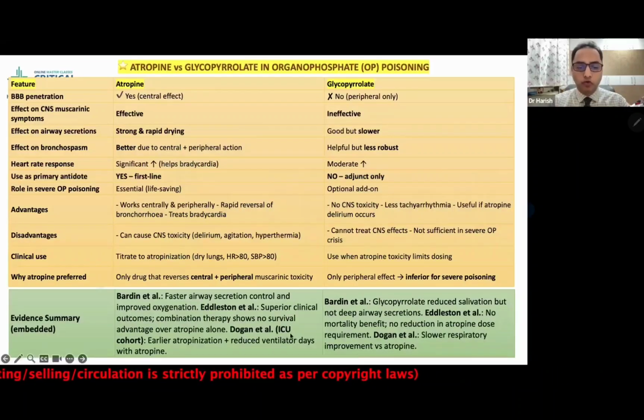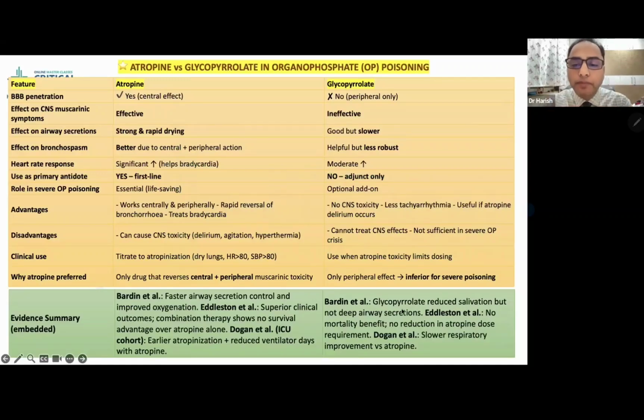So again, in one ICU cohort study, with atropine given earlier we are able to achieve atropinization and reduce the ventilator days. As for glycopyrrolate, when they compared the data, glycopyrrolate reduced the salivation, but not deep airway secretion. Again, no mortality benefit with glycopyrrolate.